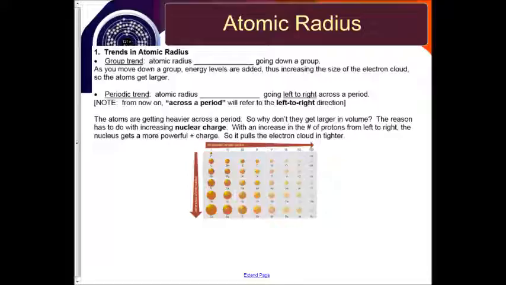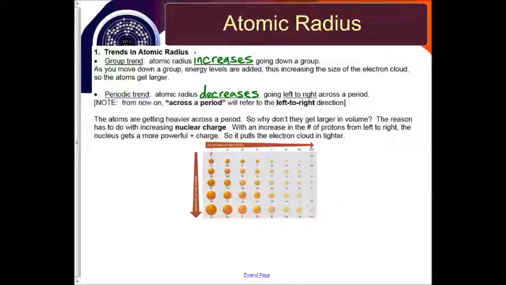Now, atomic radius is the first one. The group trend, atomic radius, will increase going down a group. That means as we add more and more energy levels going down, the overall atomic radius will get much larger. Now, going across, the atomic radius will actually decrease.